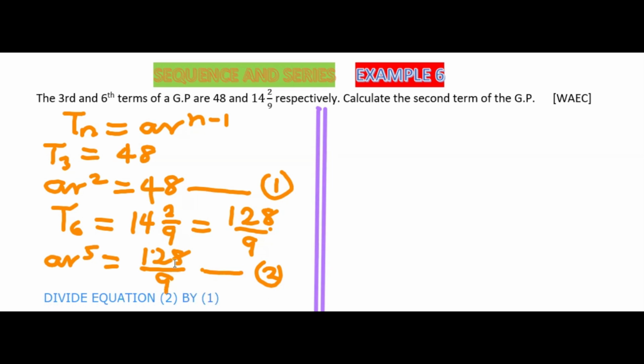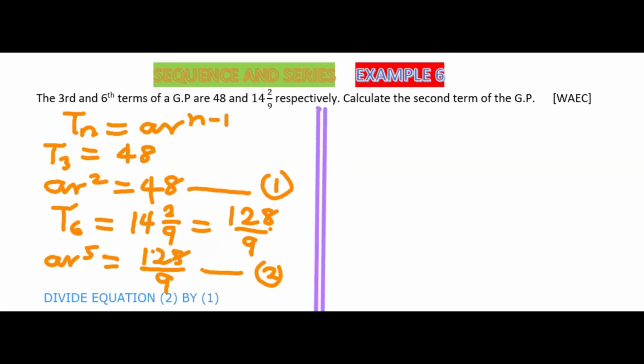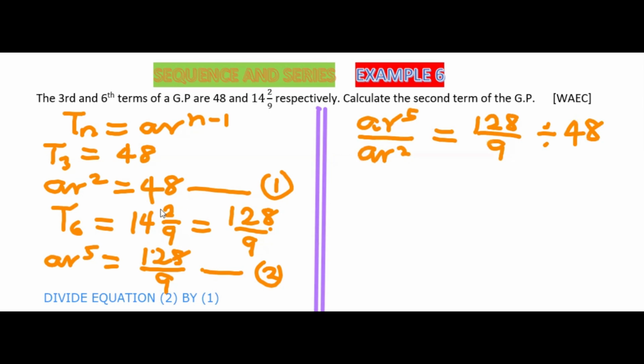From there, we have equation 2. The left-hand side is ar to the power of 5, divided by the left-hand side of equation 1, which is ar squared. This is equal to the right-hand side of equation 2, 128 over 9, divided by 48. Let's use this type of division, divided by 48, so that we can later simplify.